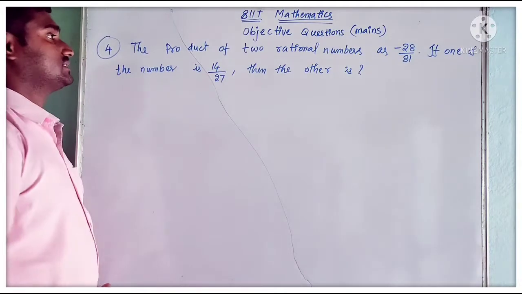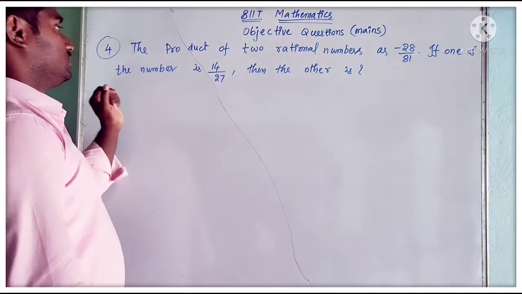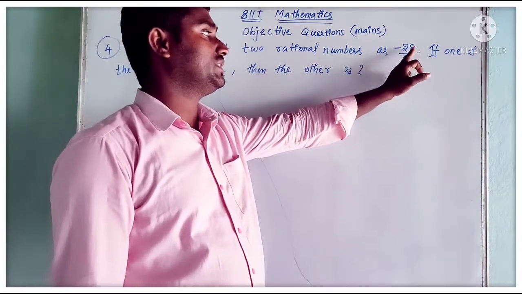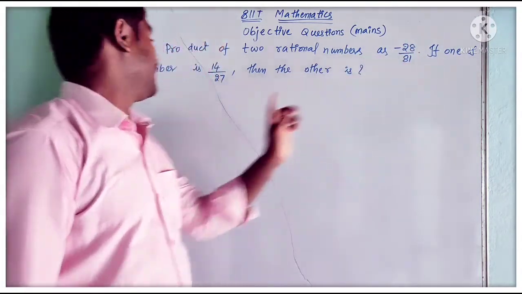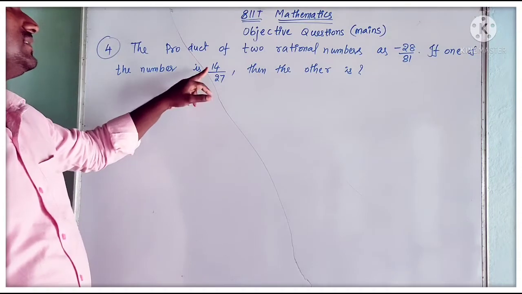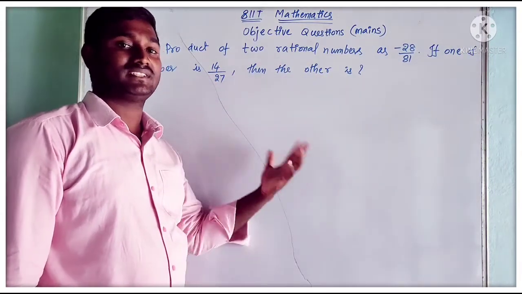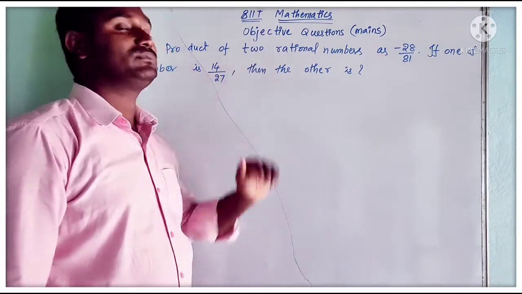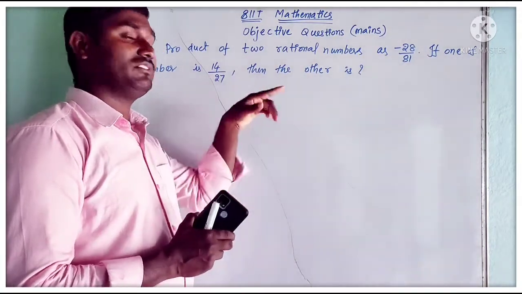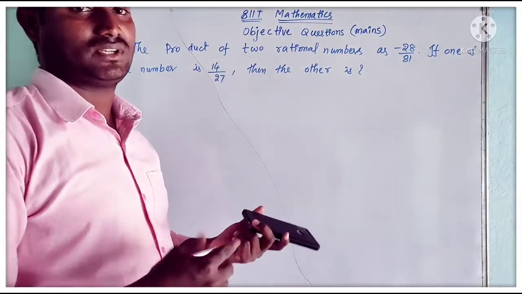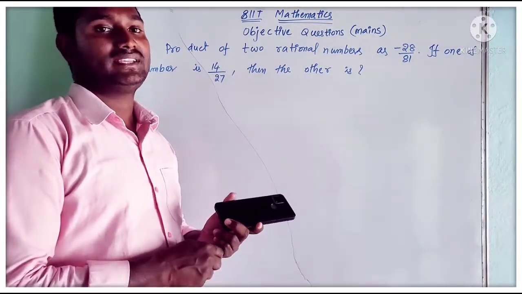Now I am going to discuss the fourth question. The product of two rational numbers is minus 28 by 81. If one of the numbers is 14 by 27, then find the other rational number. So the product of the two rational numbers is given, and one of the rational numbers is also given. We need to find the other. We don't know the other rational number, so what we need to do is assume it as x.